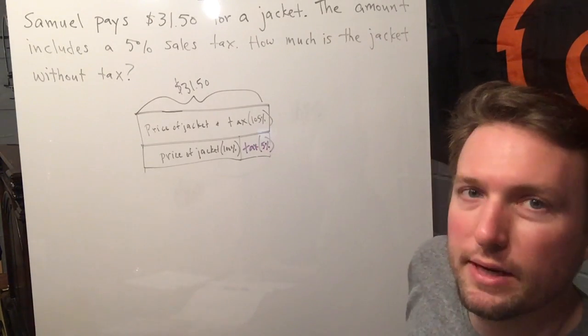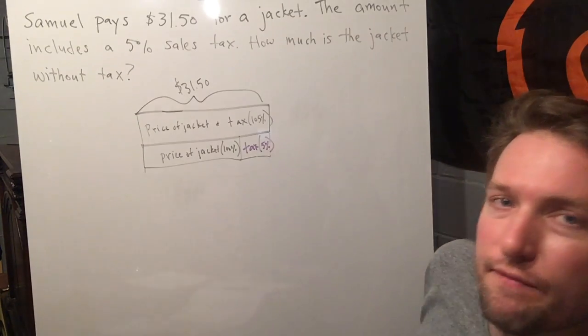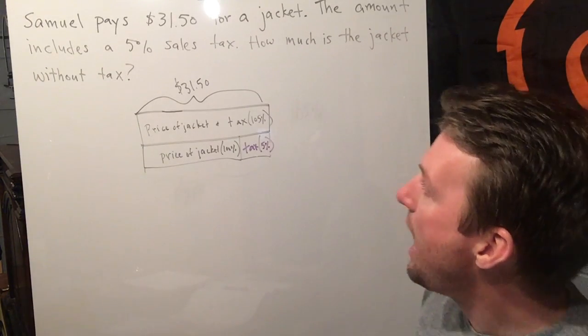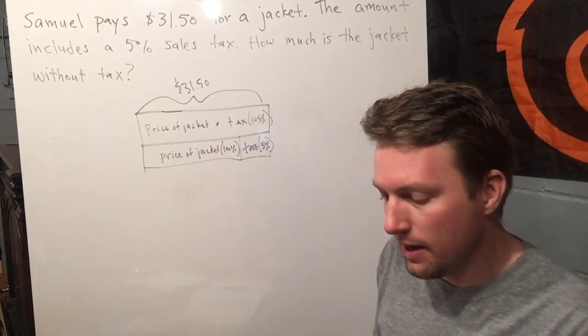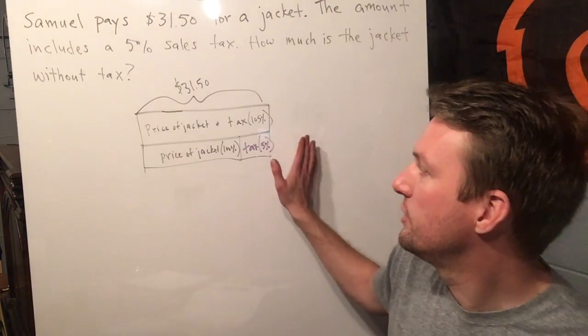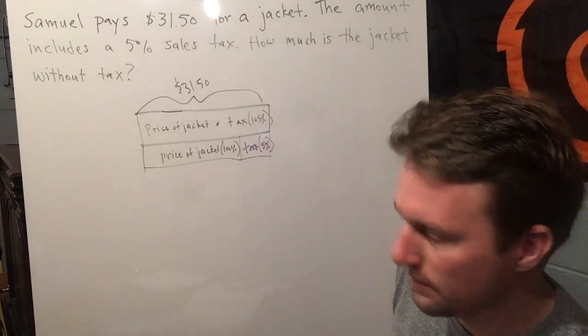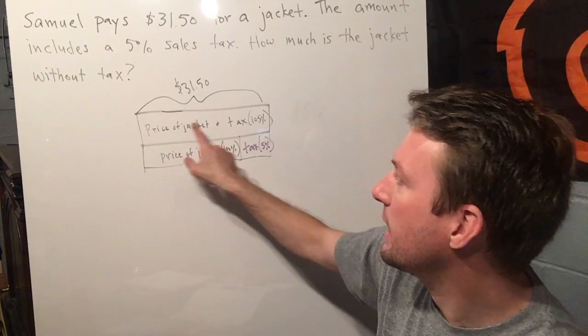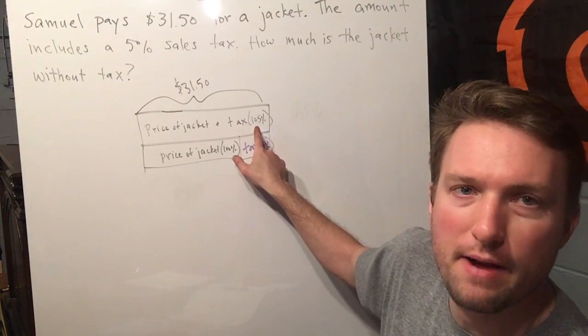Samuel pays $31.50 for a jacket. The amount includes a 5% sales tax. How much is the jacket without tax? Now, I used a diagram to display my understanding of this problem. So, the price of the jacket and the tax is equal to 105%.